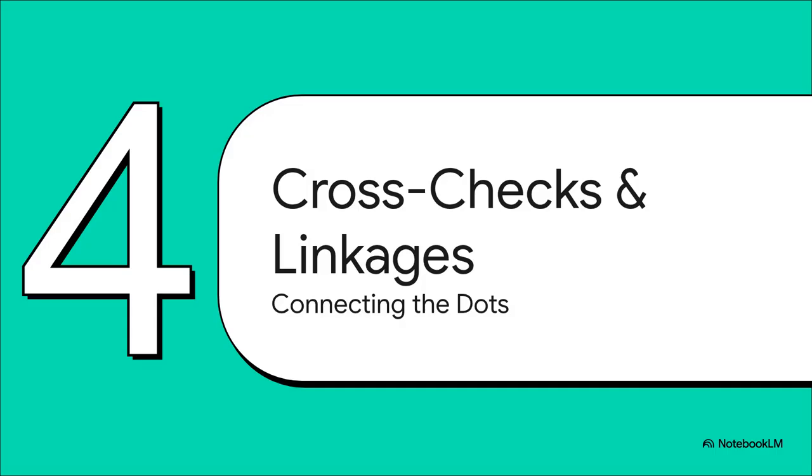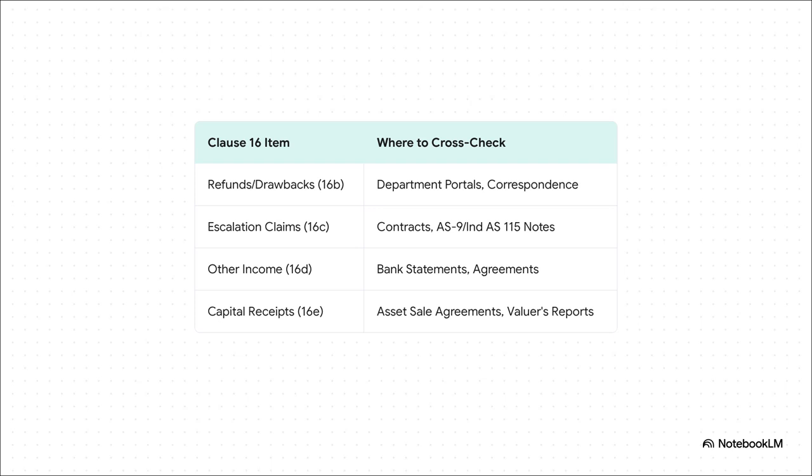A great audit is all about connecting the dots. Clause 16 doesn't just float out there by itself. The information you put here has to be backed up by what you find in other documents and records. Let's make this super practical. For refunds and drawbacks, your evidence is probably sitting on a department's website or buried in a correspondence file. For those escalation claims, you need to be looking at the contracts, the accounting standard notes, maybe even board minutes. For other income, bank statements are your best friend. And for capital receipts, you'll need to see the asset sale agreements and any valuer's reports.